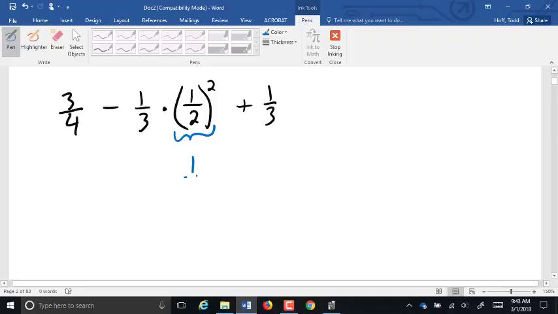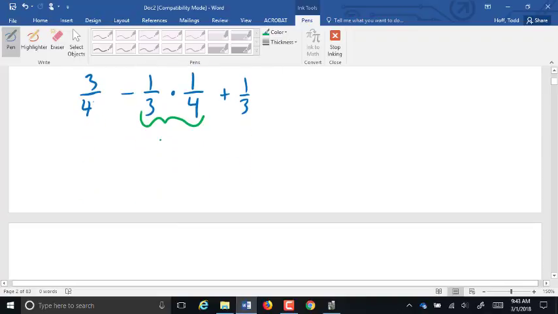Yeah, 1 squared is 1, 2 squared is 4. Everything else stays the same. Now, what's our next level of priority? Multiply. Multiply and divide. Good. So I have to do 1/3 times 1/4, which is 1/12. Good. 1 times 1 is 1. 3 times 4 is 12. Everything else stays the same.